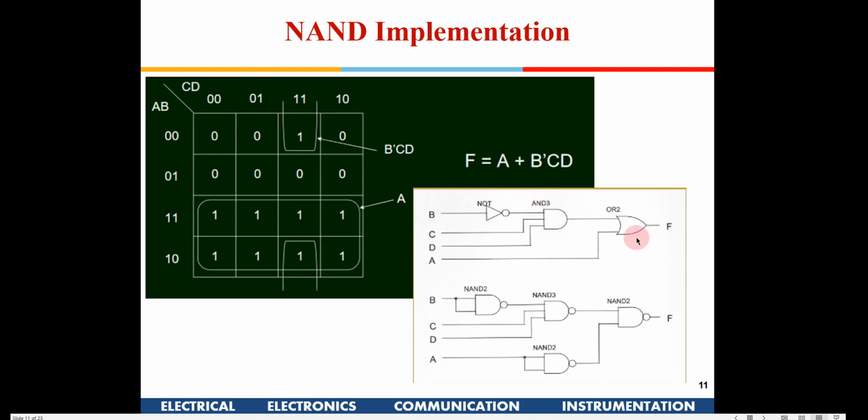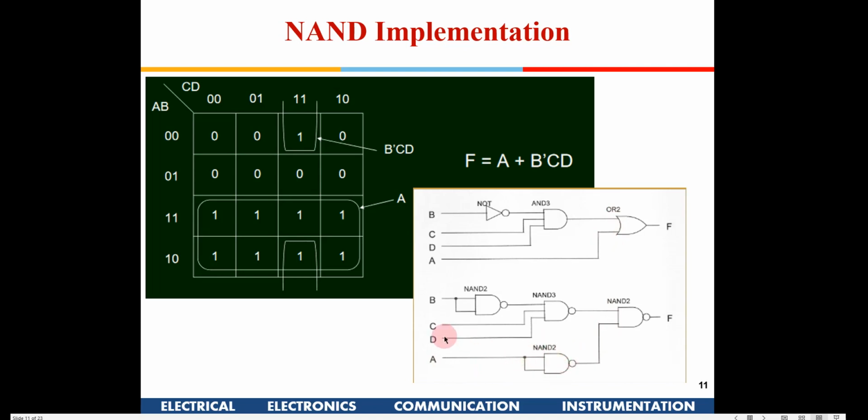Having done that, now we try to implement the same function using only NAND. If you see here, B is here. This NOT has been replaced by a NAND gate, input shorted. Now I have an AND gate here, so I put one bubble out here. Here also it's an OR gate, so I have to put one more bubble here, so this has to become A bar.